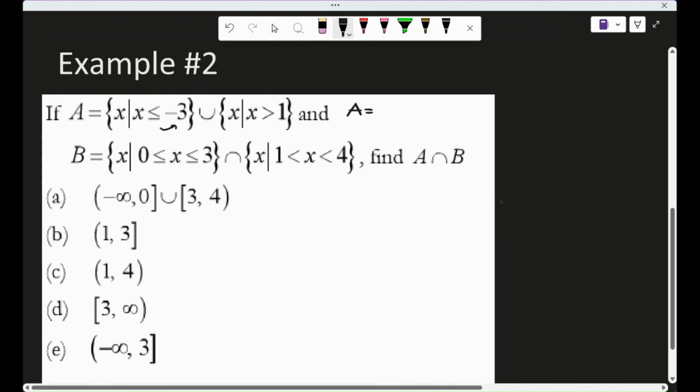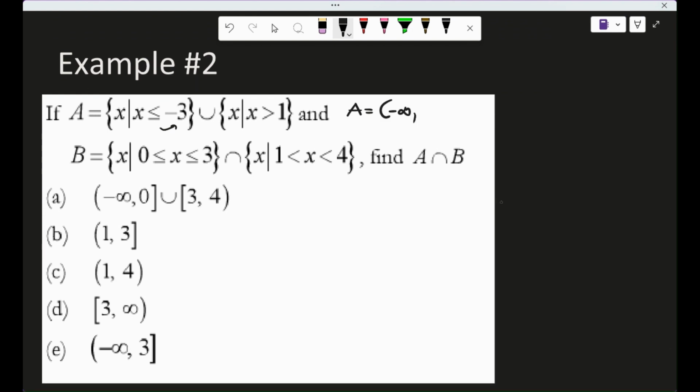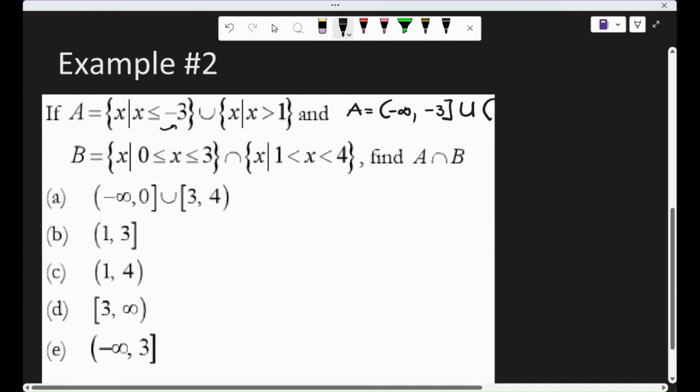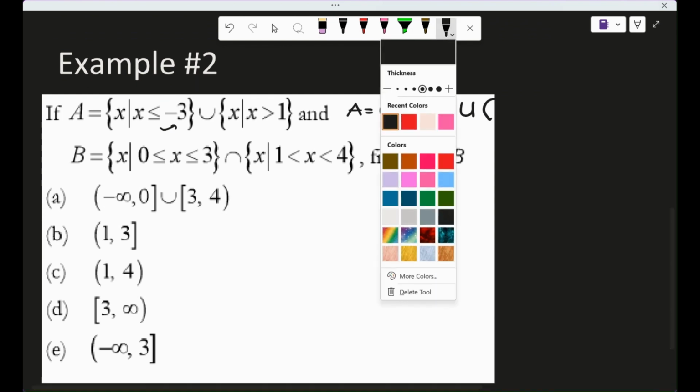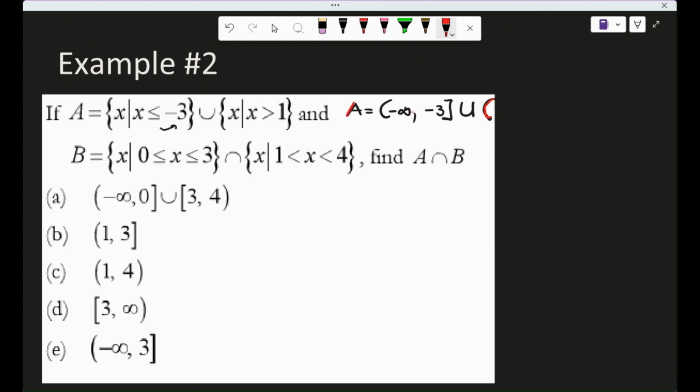In other words, A is just from minus infinity up to minus 3 closed, union this X greater than 1, which is just the interval 1 to infinity. So A is minus infinity to minus 3, union 1 to infinity. This is A. And what is B?